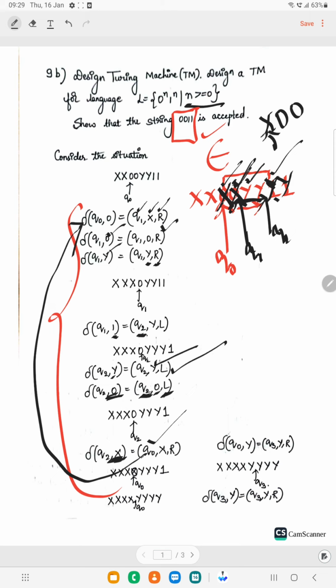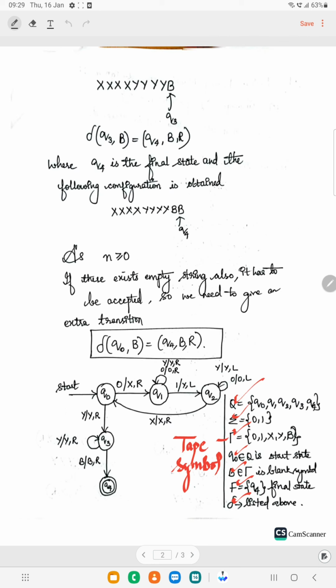If the leftmost zero is empty, the leftmost zero is not found, and we'll check for its corresponding one. If one is also empty, then what will we be having here? We will be having blank space. So if we are having blank space, it indicates that there are no more ones also. In that case, we'll say that the number of zeros is equal to the number of ones. Understood? So that is what we are doing here.